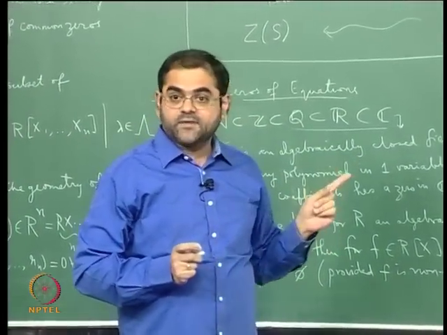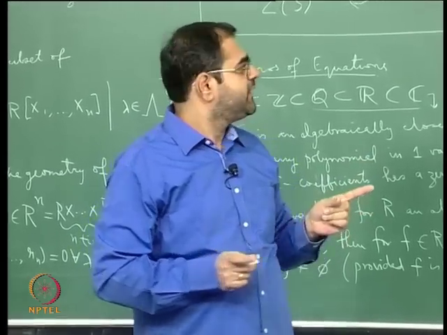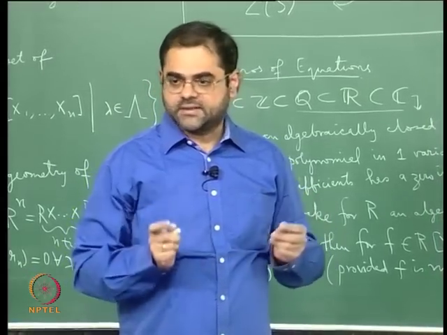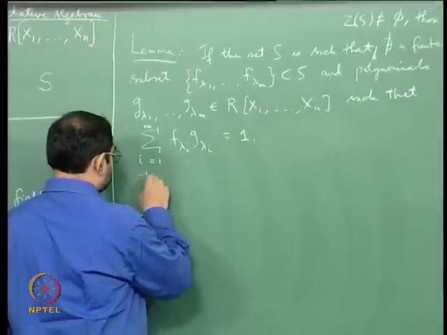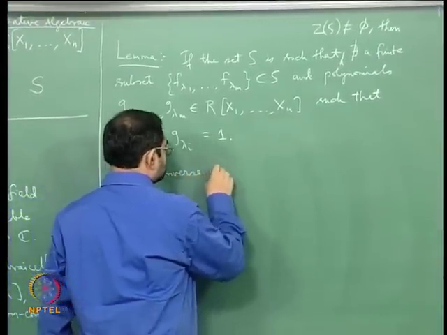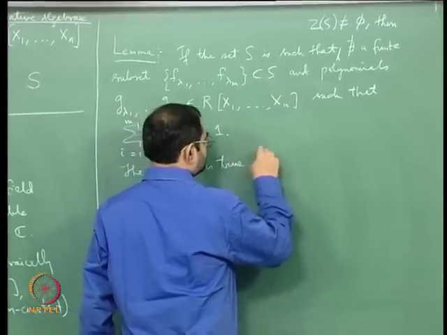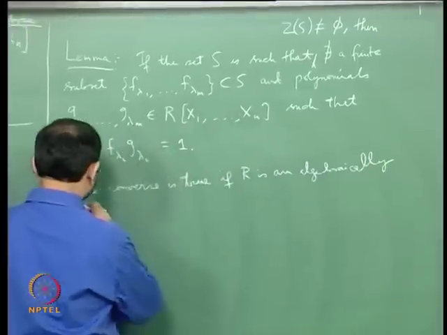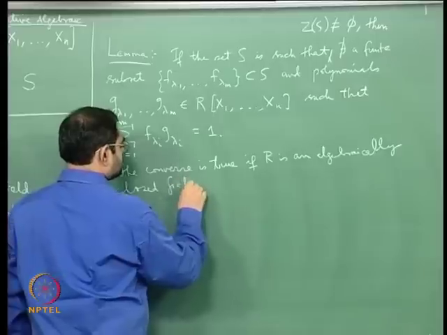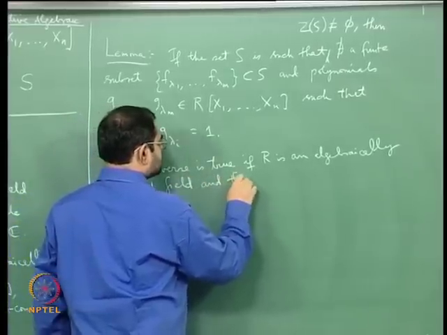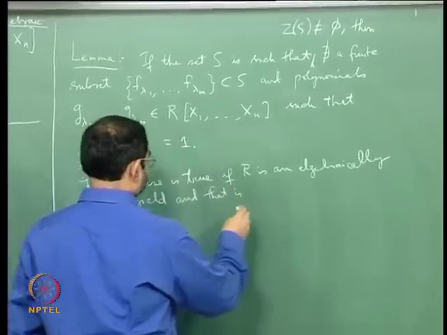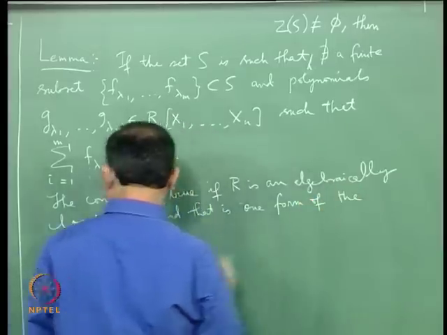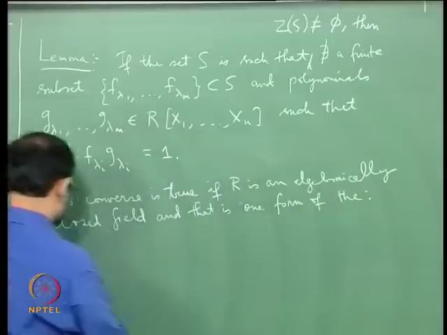But the converse to this, which holds when the ring is an algebraically closed field, is one form of the Hilbert Nullstellensatz. So let me write that. The converse is true if R is an algebraically closed field, and that is one form of the Hilbert Nullstellensatz.